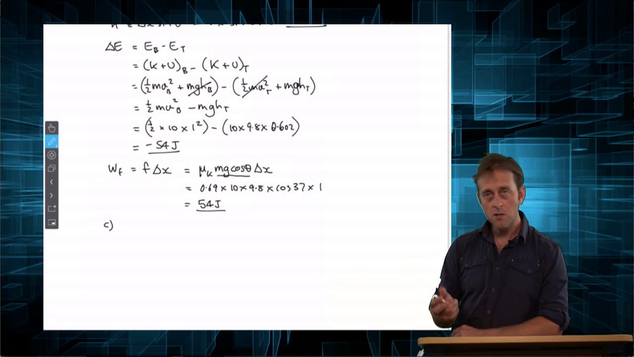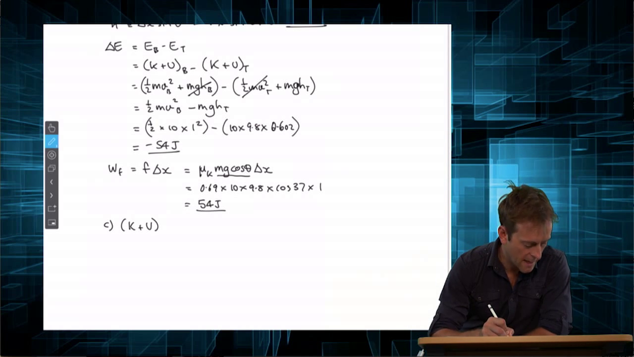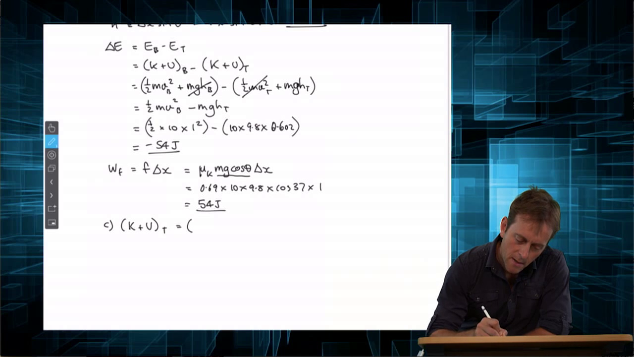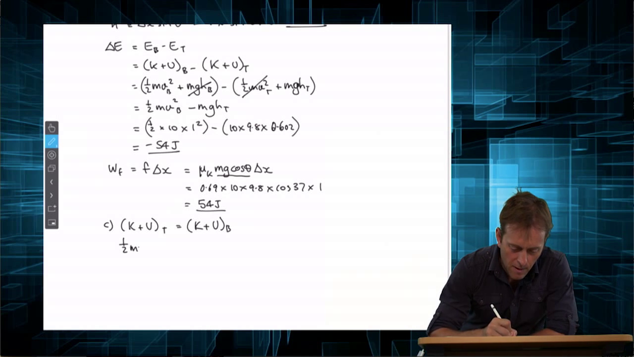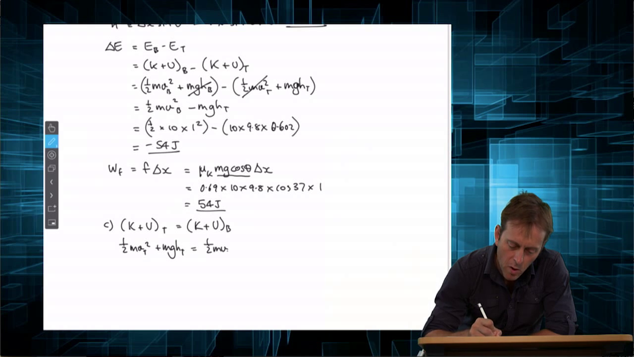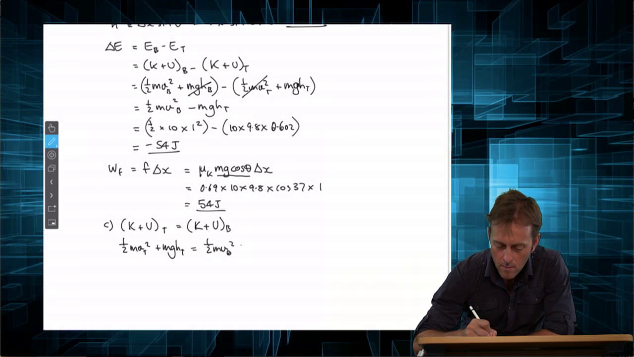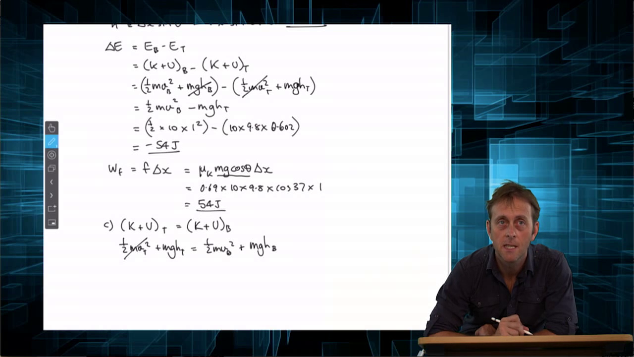So we can say, just using conservation of energy again, the kinetic energy plus the potential energy at the top equals the kinetic energy plus the potential energy at the bottom. So half m v top squared plus mgh at the top equals half m v at the bottom squared plus mgh at the bottom. And we know that that guy disappears. There's no kinetic energy at the top, it starts from rest. And at the bottom, the potential energy is nothing.